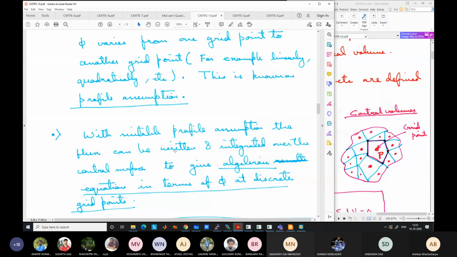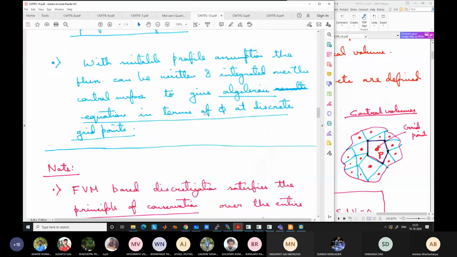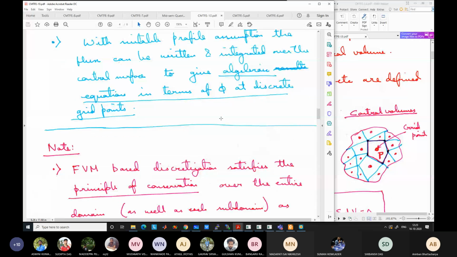With suitable profile assumption, the flux can be written and integrated over the control surface to give an algebraic equation in terms of phi at discrete points. Okay, so we'll see this example right now, how this can get converted to an algebraic equation in terms of phi at each of the grid points.